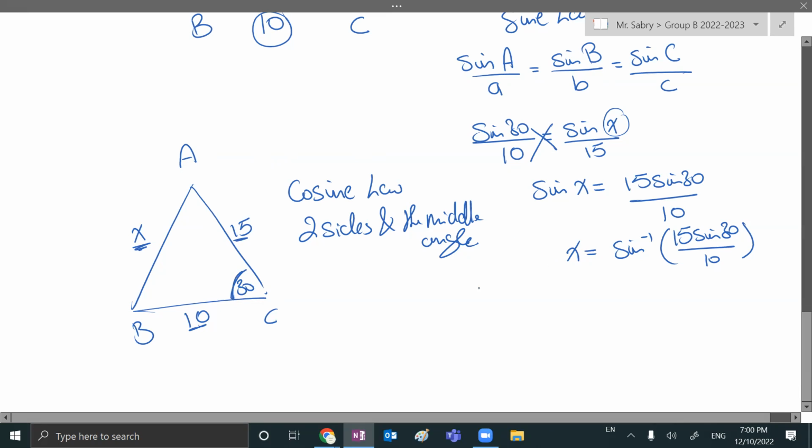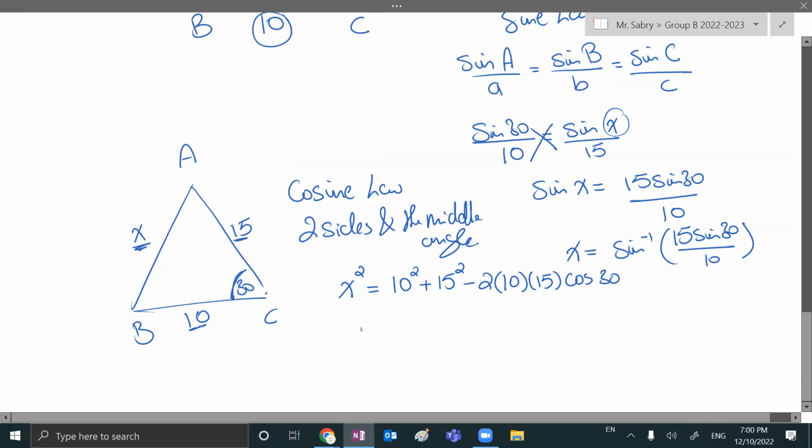The cosine law states any side to the power of 2 is equal to any other side, let's call it this 10, to the power of 2, plus the other side to the power of 2, which is 15, and then minus 2 times both sides times cosine the middle angle, which is the 30.